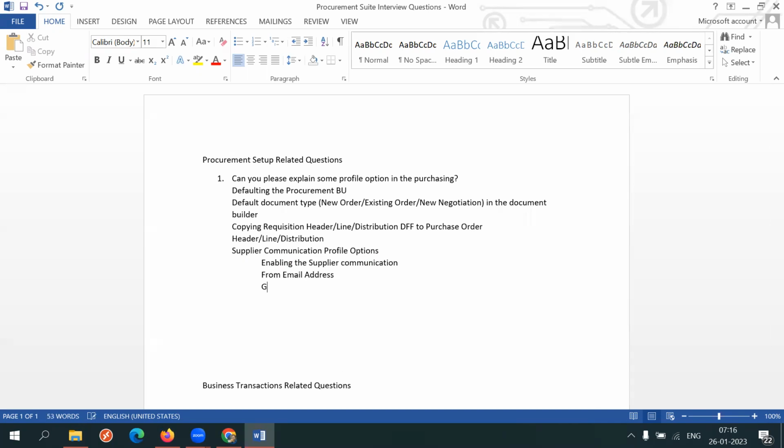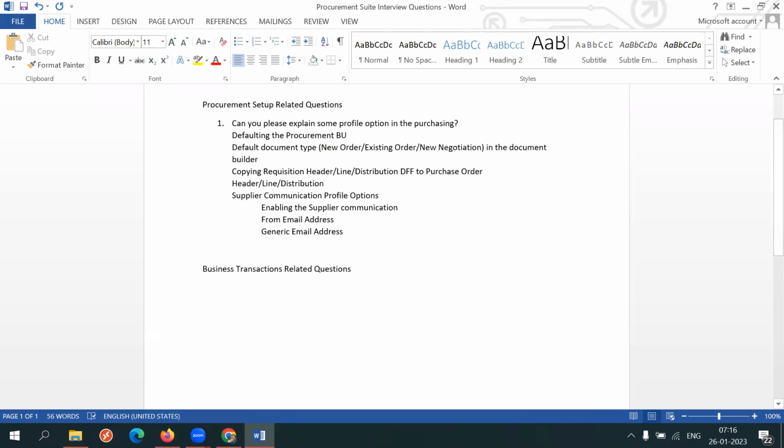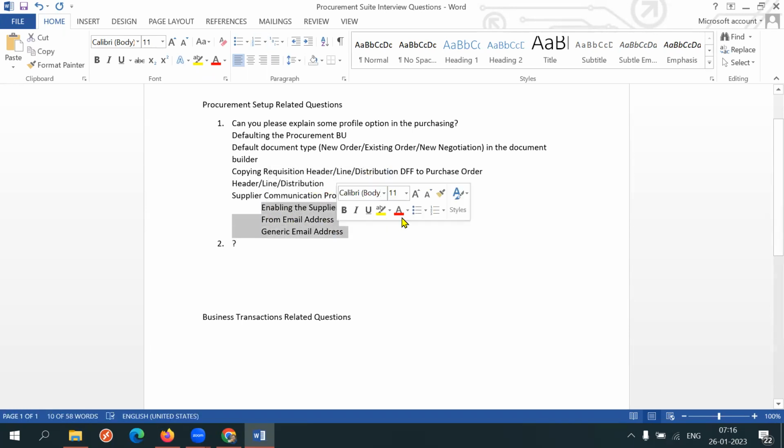Generic email address and the notification override email address. That's okay. I'll move to the next question. Only I have explained the important profile options on the supplier communication. Not all.